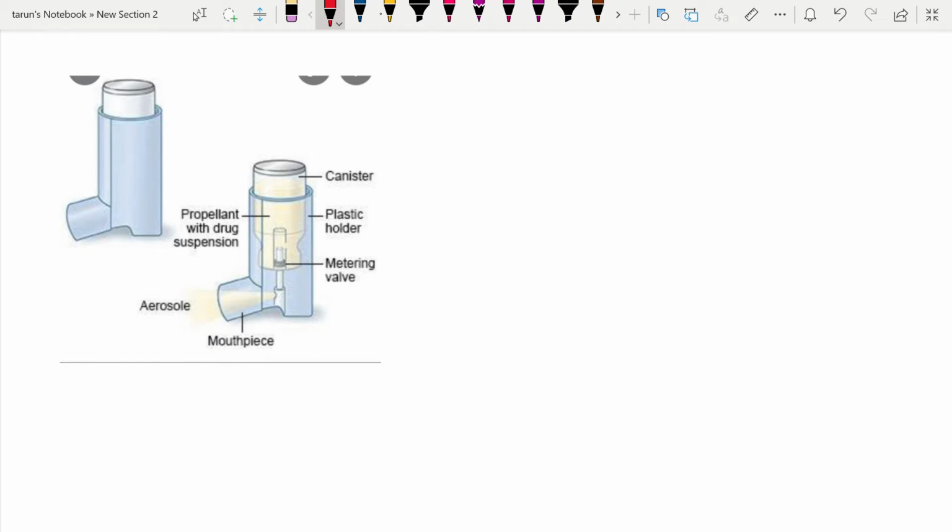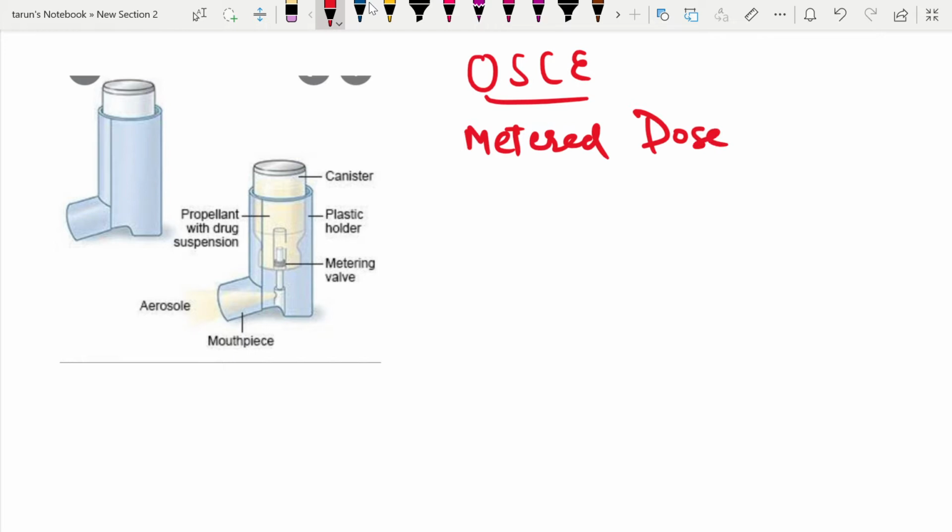So friends, we'll discuss the instruments or key instruments. This is the first instrument. What is it? It is the metered dose inhaler, or MDI. What is MDI? The examiner can ask this question. Then what will you say?